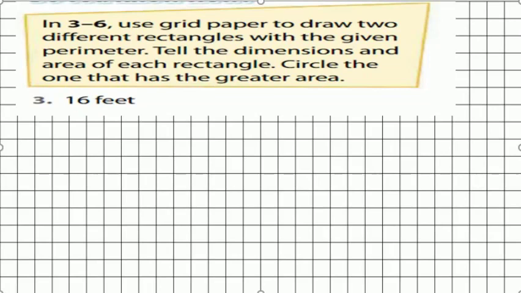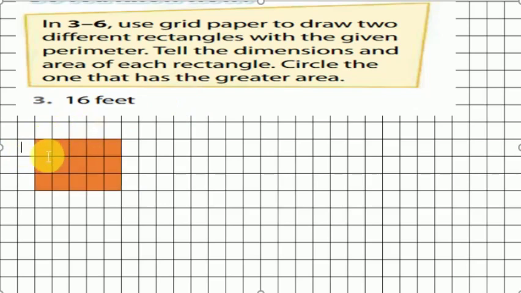Okay, so here I have my grid paper and I'm going to solve question 3 for you. I have to draw two rectangles with 16 feet perimeter. The perimeter should be the same. So let's draw the first rectangle. You can draw it in any way, but the perimeter should be 16 feet. So I'm going to shade 1, 2, 3, 4, and 5, 5 columns and 3 rows. So here I have my first rectangle.